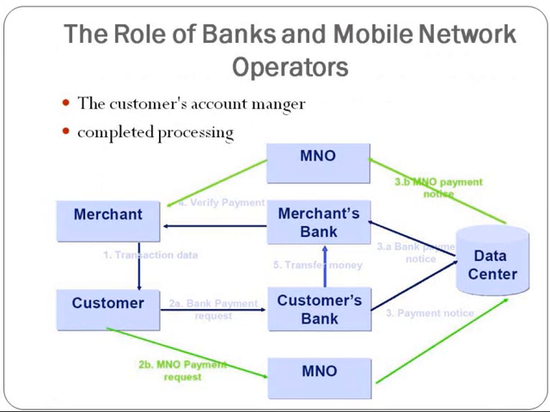Here are the third and fourth ones, which are the bank and the mobile network operator. The customer account manager receives the payment request, identifies the customer, and processes the payment request.